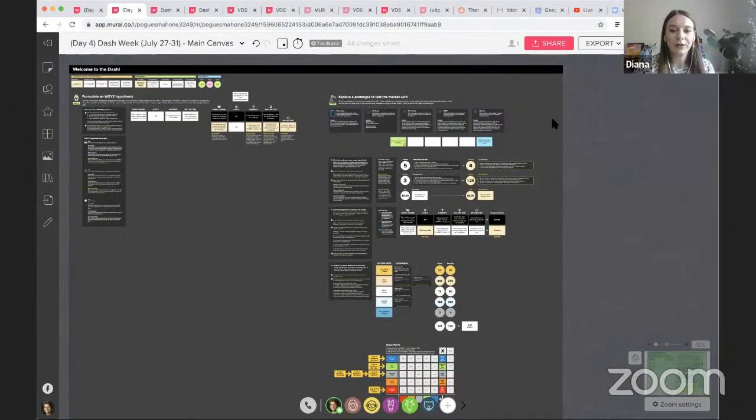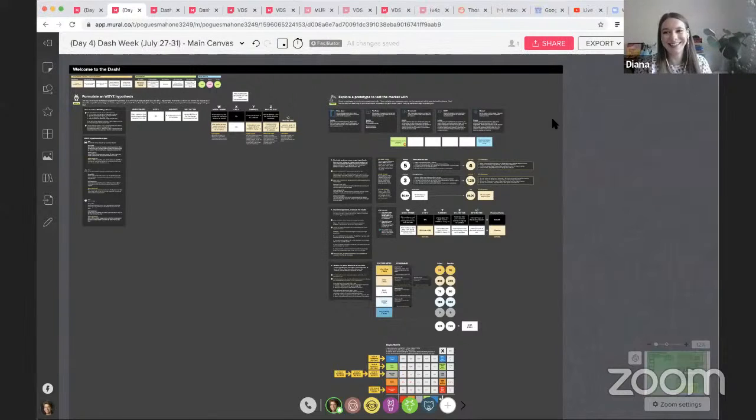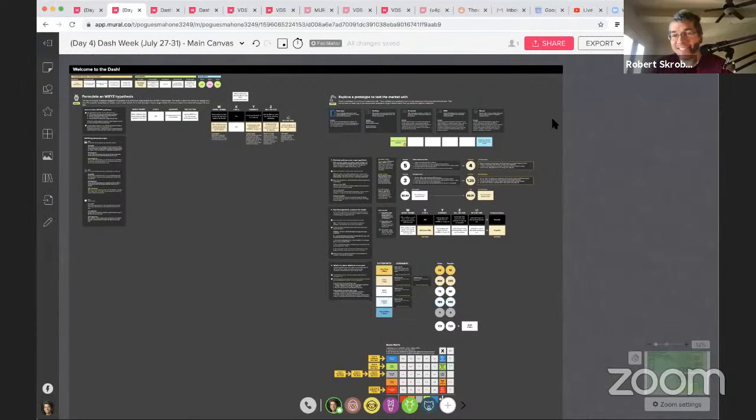until the numbers work. If not Miro, Diana, what would you reach for to do that change log, or to document those changes? Whiteboard. Okay, got it. There you go.